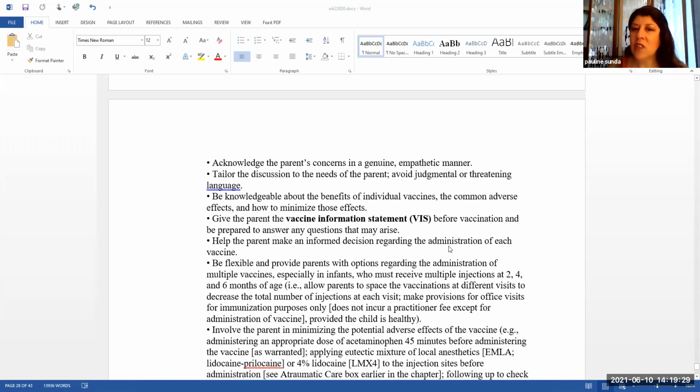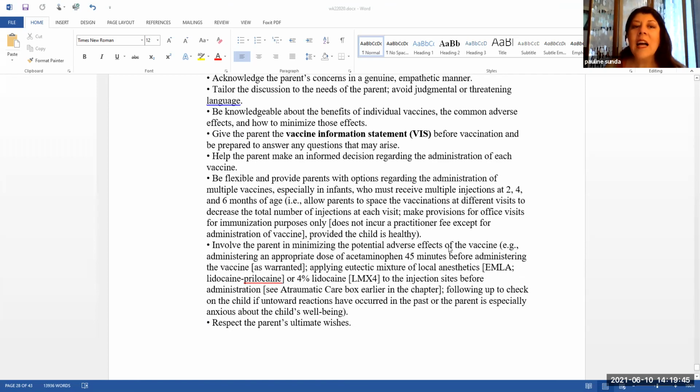Acknowledge the parent's concern in a genuine, empathetic manner. Tailor the discussion to the needs of the parent. Avoid judgment or threatening language. Be knowledgeable about the benefits of individual vaccines, the common adverse effects, and how to minimize those effects. Give the parent the vaccine information statement before vaccination and be prepared to answer any questions that may arise. Help the parent to make an informed decision regarding the administration of each vaccine.